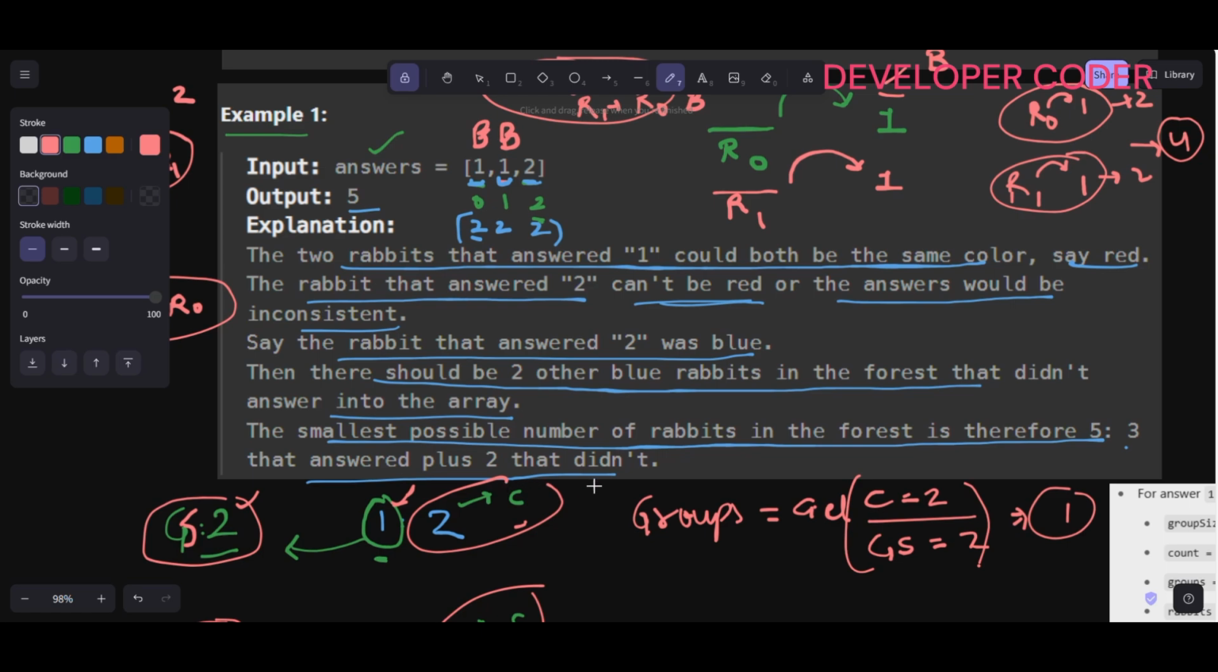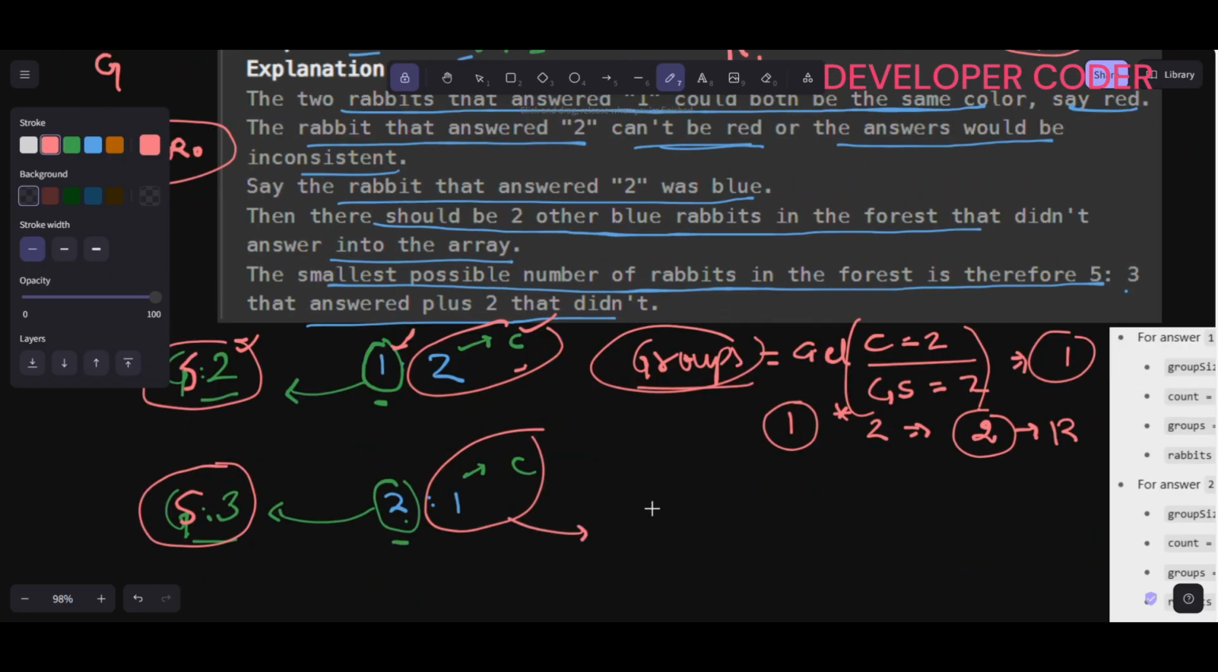So how do we calculate the number of groups? We divide the count by the group size. So there is just one group. Now how many rabbits will there be? 1 into group size, 1 into 2, so 2 rabbits will be there in one group. So this is nothing but rabbits, right?